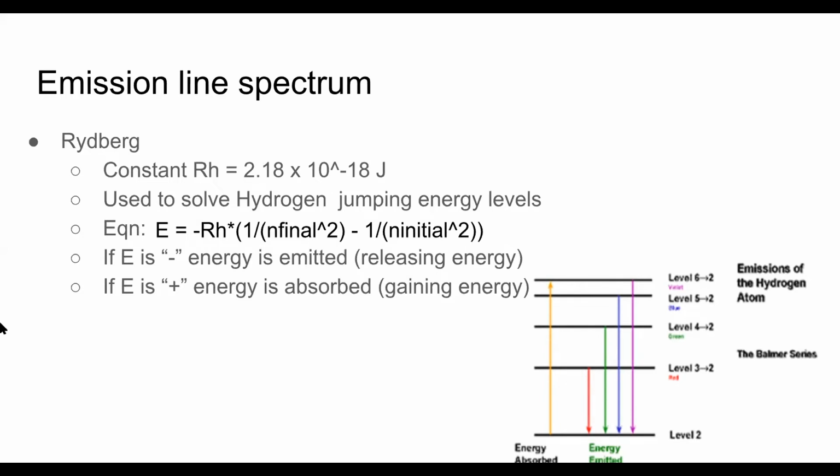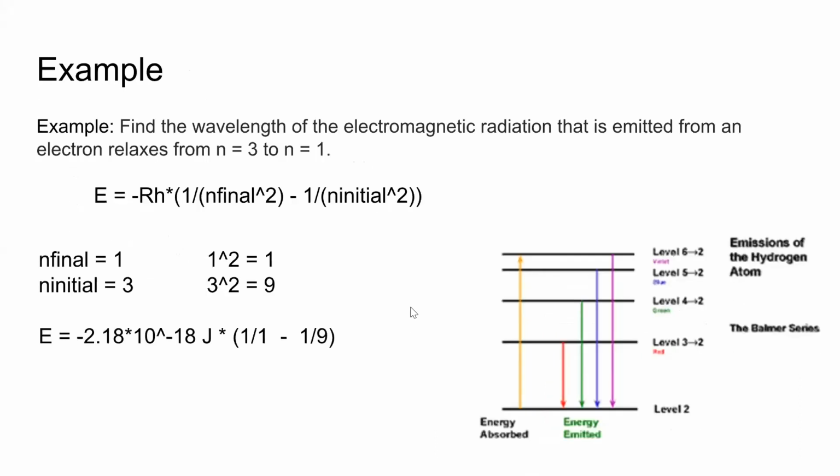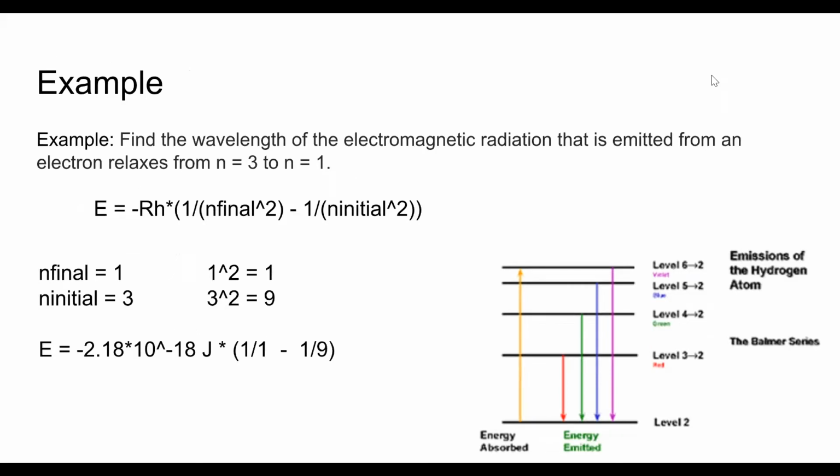Okay, here's a question. Find the wavelength of the electromagnetic radiation that is emitted when an electron relaxes from n equals 3 to n equals 1. Did I do this wrong? No, I didn't. So it's the energy that's being emitted from an electron. It's releasing energy, so it's going from energy state 3 to energy state 1.